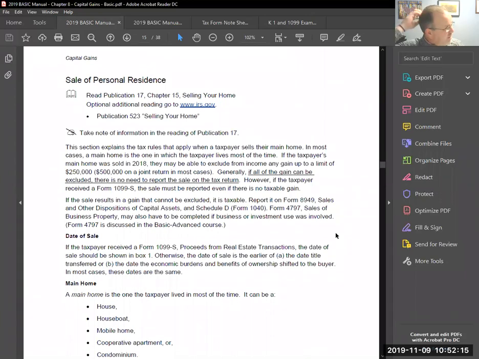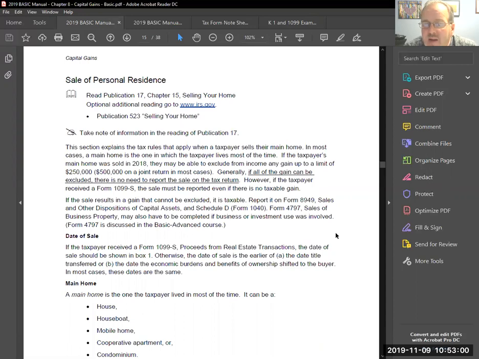Sale of personal residence, okay? Now, a lot of people have this sense that the sale of their personal residence, that the gain is a one-time get-out-of-jail-free card, that you can sell your main home, your personal residence once, make money, and not pay tax on it. That is not true, okay? You can be excluded from paying capital gains on your residence for a couple reasons. First one is that if a taxpayer's main home was sold in 2018, okay, they may be able to exclude from income any gain up to a limit of $250,000 single, $500,000 joint.